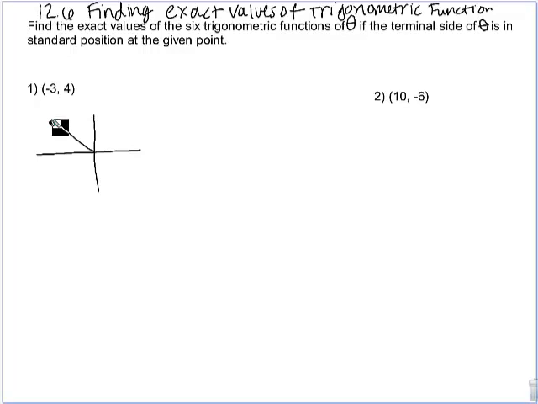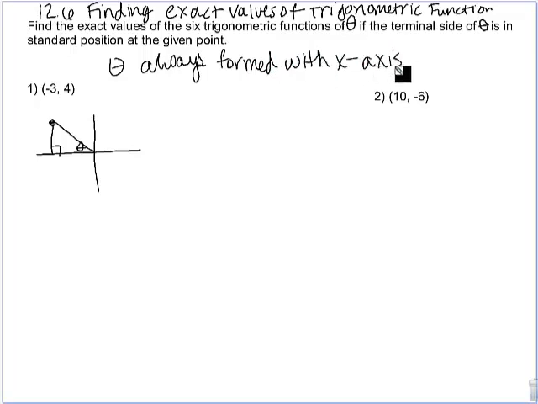So what we're going to do with this is form a right triangle, and we're just going to drop it straight down to the x-axis. Your theta here is always formed with the x-axis. Is it always a right triangle? Well, if we want to find the 6 trig ratios, it has to be. Sine, cosine, tangent only work for right triangles.